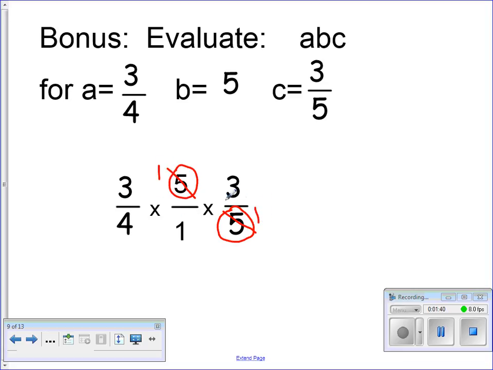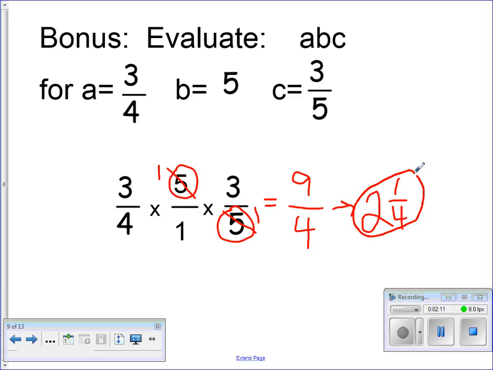And from my last unit, we learned that multiplying is very easy. All we need to do is multiply across. So 3 times 1 is 3, 3 times 3 is 9, 4 times 1 is 4, and that 4 times 1 is another 4. Okay. So 9/4 is your answer, but we need to simplify it. 4 goes into 9 2 times, because 4 times 2 is 8, and I have one piece left over. My denominator stays the same. 2 1/4 should be my final answer for your bonus. So you got 2 points for that.